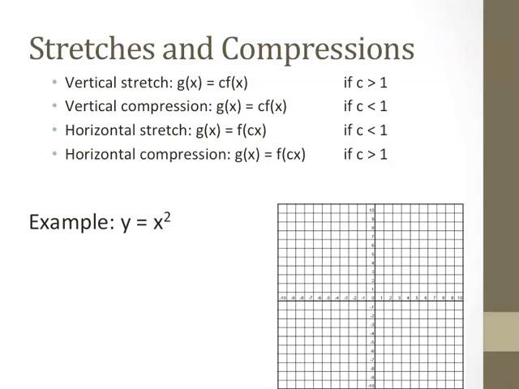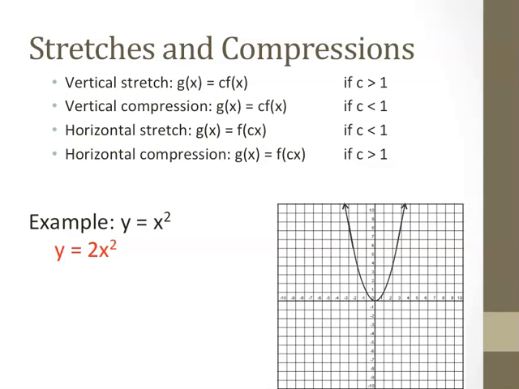Let's take a look at an example. So we have y equals x squared, and we know what the parent function there looks like. Let's start off with y equals 2x squared. So this is 2 times x squared, so it's 2 times the parent function. So we know that 2 is outside of the function, so it's either a vertical stretch or compression. And because 2 is greater than 1, this is a vertical stretch. So what's happening is we are taking this parabola and stretching it vertically. You can imagine pulling it along the vertical axis by a factor of 2.